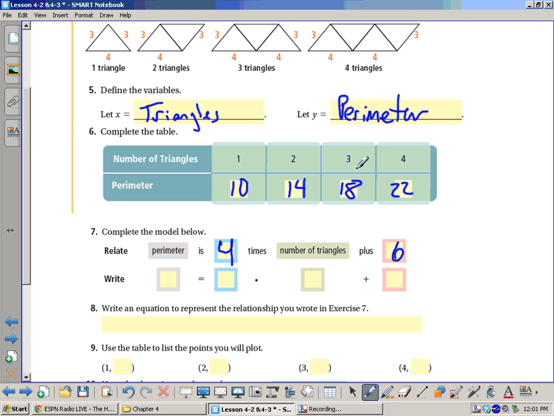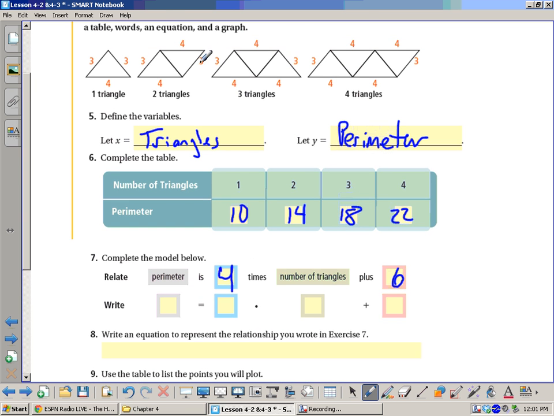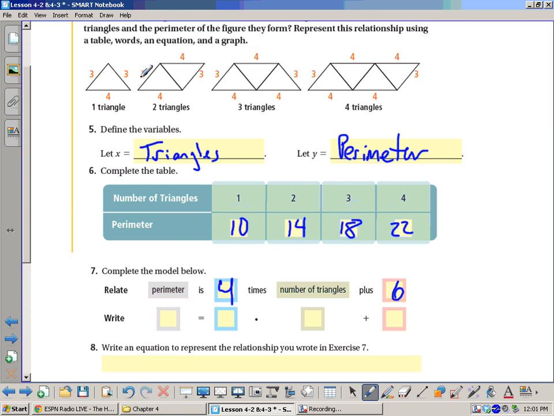3 times 4 is 12. Plus 6 is 18, and we can see that that's happening up here because if we notice, the first triangle is taking the 4 here times 1, because there's 1 triangle, plus the 6 here.